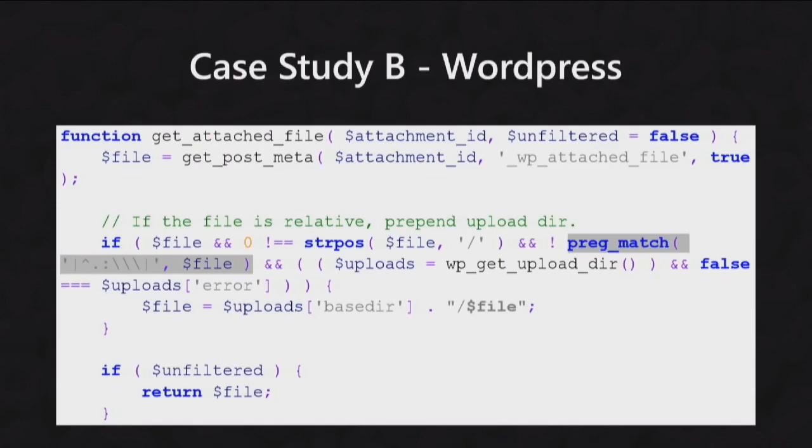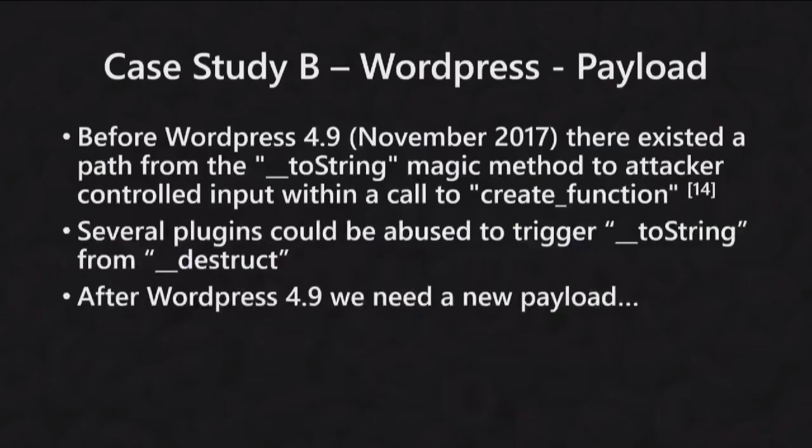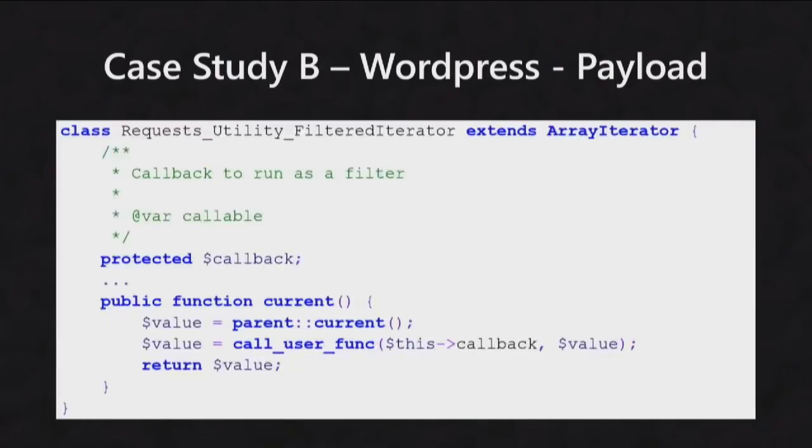But if the file starts with something that looks like an absolute Windows path, so a single character followed by a colon, then it also doesn't prepend this value. Now, despite the fact we're attacking a Linux system, we can set this value to something that looks like a Windows path. In terms of the payload that we use to exploit this, until WordPress 4.9, there was a publicly known payload to go from toString to code execution, and we'd simply add something to trigger a toString from a destruct. But that doesn't work anymore, so we have to go looking for a new payload.